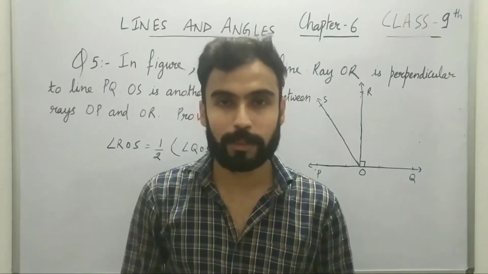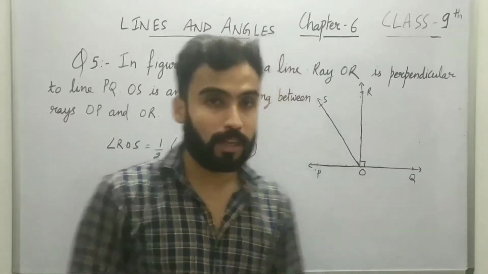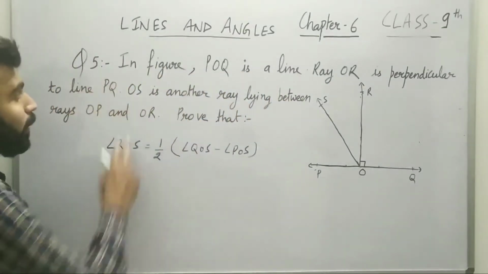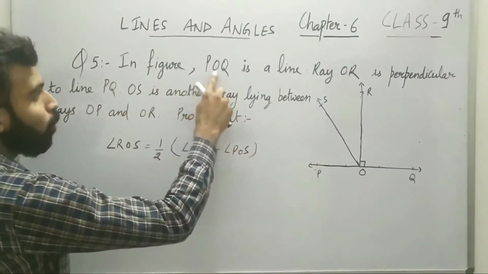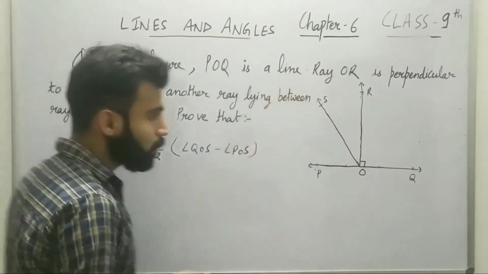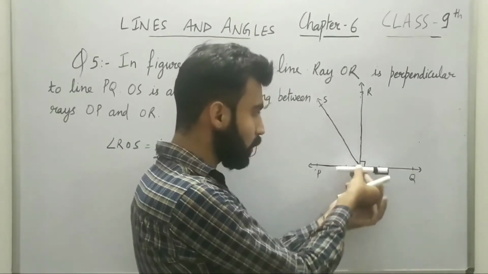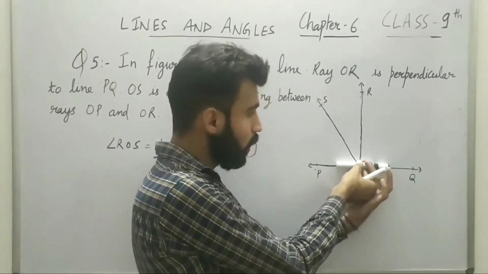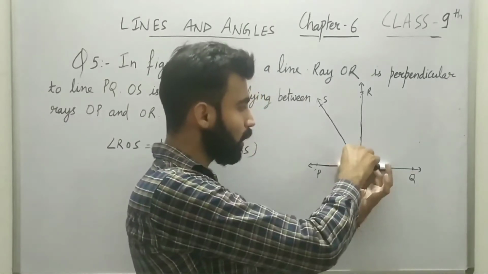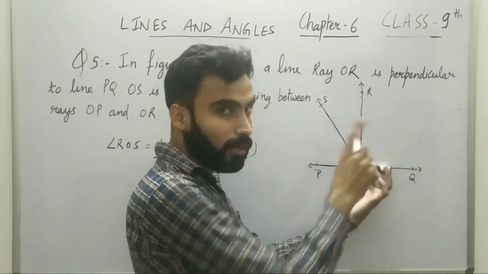So students, let's move further to the next question here. Now question number 5 says, in the given figure, POQ is a line. So let me just tell you this base here, that this line POQ is a straight line. It is given to us, right? And you all know a straight line has a 180-degree angle, right?